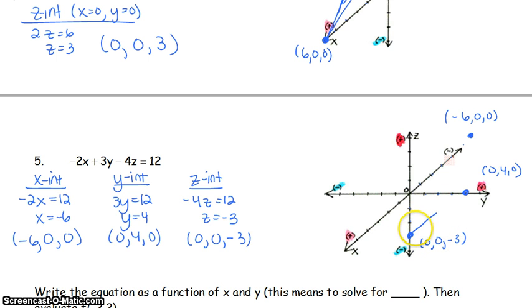We've got our 3 points. We connect our 3 points. And there is the graph of our three-variable equation.